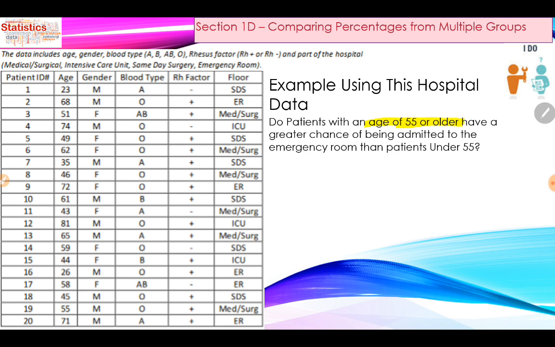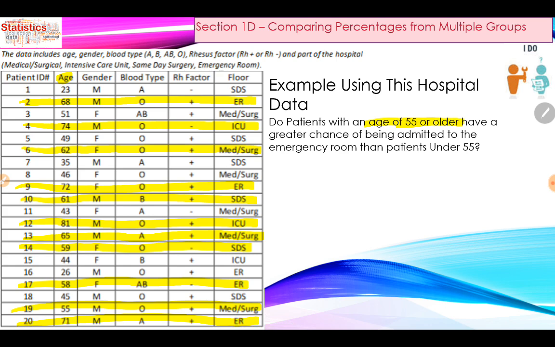So let's start with that group of age 55 and older and find out their chances of being admitted to the emergency room. To find that, first I'm going to highlight on this table all the patients that are 55 and older. So that's 1, 2, 3, 4, 5. I'm looking in this column right here for underage. 6, 7, 8, 9, 10, 11.